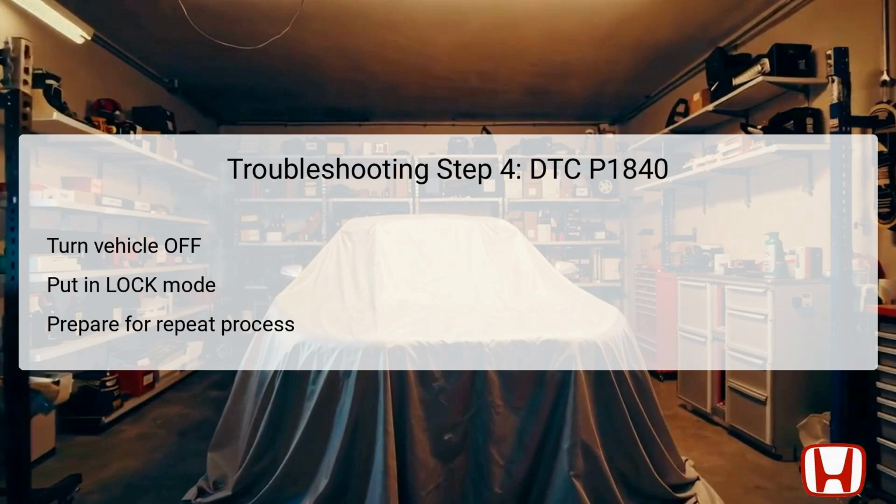In a fourth step, turn the vehicle off and place it into the lock mode. This action effectively resets the TCM and prepares the system to check for persistent issues. It is an essential part of the troubleshooting protocol, as it clears temporary conditions that may have caused the error to appear. By putting the vehicle in lock mode, you also prepare to validate the results of the previous driving pattern steps to confirm whether the DTC is indeed present or resolved.